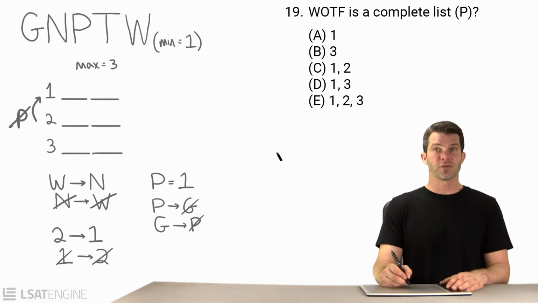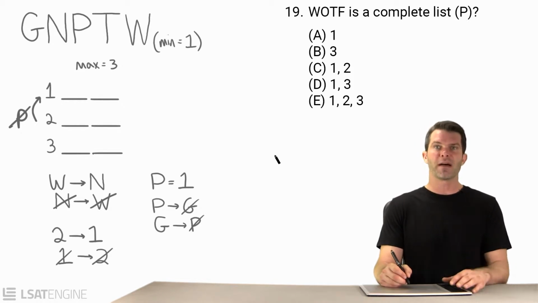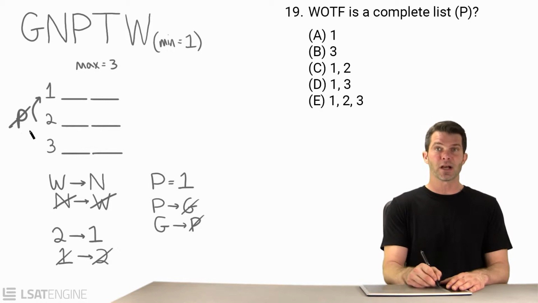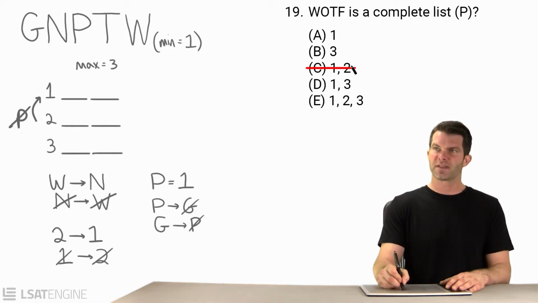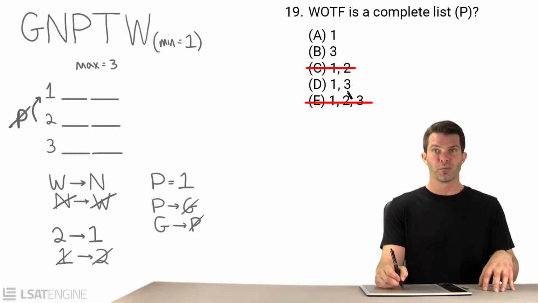Question 19 is asking us for a complete list of centers that could ever have plastic. So if it's possible to have plastic in a center, then we want to have that center on our list. And I feel like we might just be getting paid off for making this deduction that plastic can't be in 2. So straight away we'll want to get rid of C and E because we don't want any lists that contain 2. And then if you look at the remaining 3 answer choices, the question is, can plastic only go in one or the other, or is it possible that plastic can go in both?